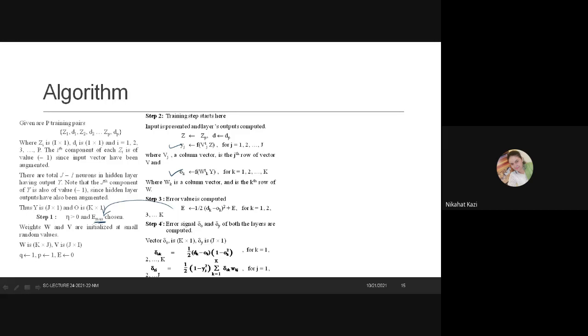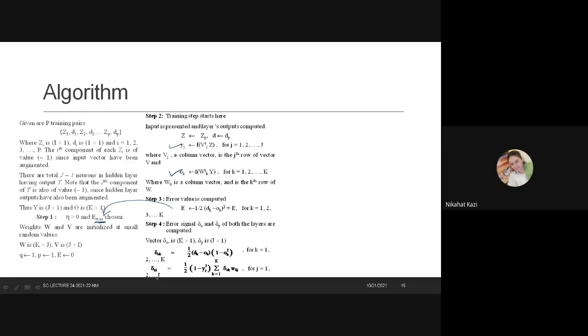Then you compute the error signals delta O and delta Y. Delta Ok is half (d minus o_k) times (1 minus o_k squared). We are assuming in this particular algorithm that the activation function being used is bipolar continuous. It is actually (d minus o) times f dash net. This term delta Ok is (d minus o) times f dash net, and f dash net is half (1 minus o squared) in the case of bipolar continuous.